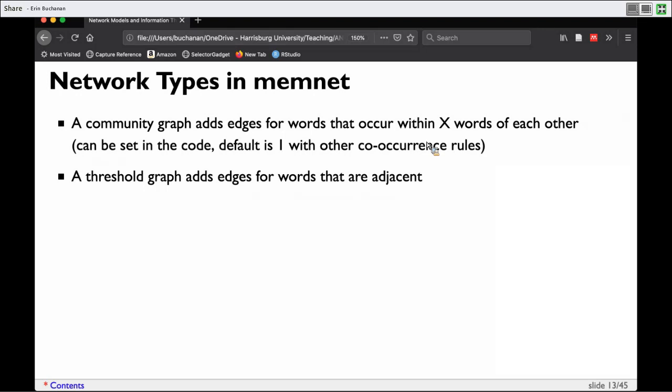A threshold graph adds edges only for words that are adjacent. So these types of models can converge to be the same type of model, but generally the other co-occurrence parts are small rules that make it a community graph versus a threshold graph. But for a threshold graph, the basic idea is that they are directly next to each other.